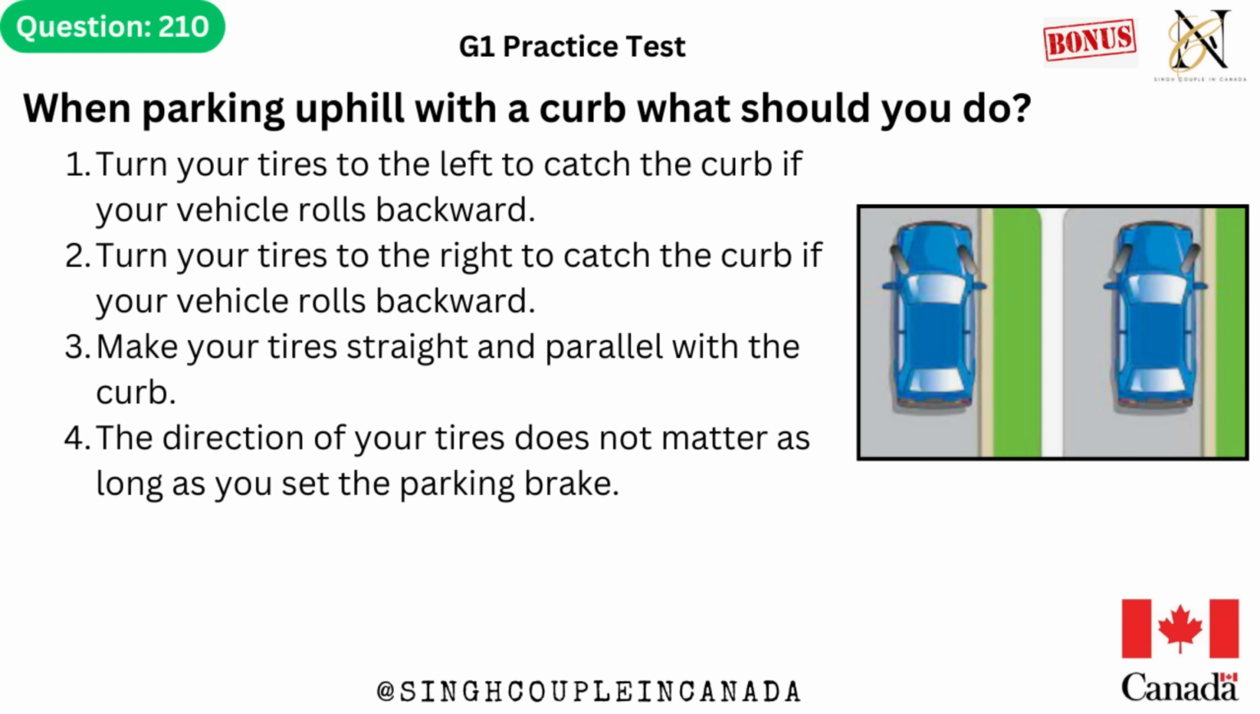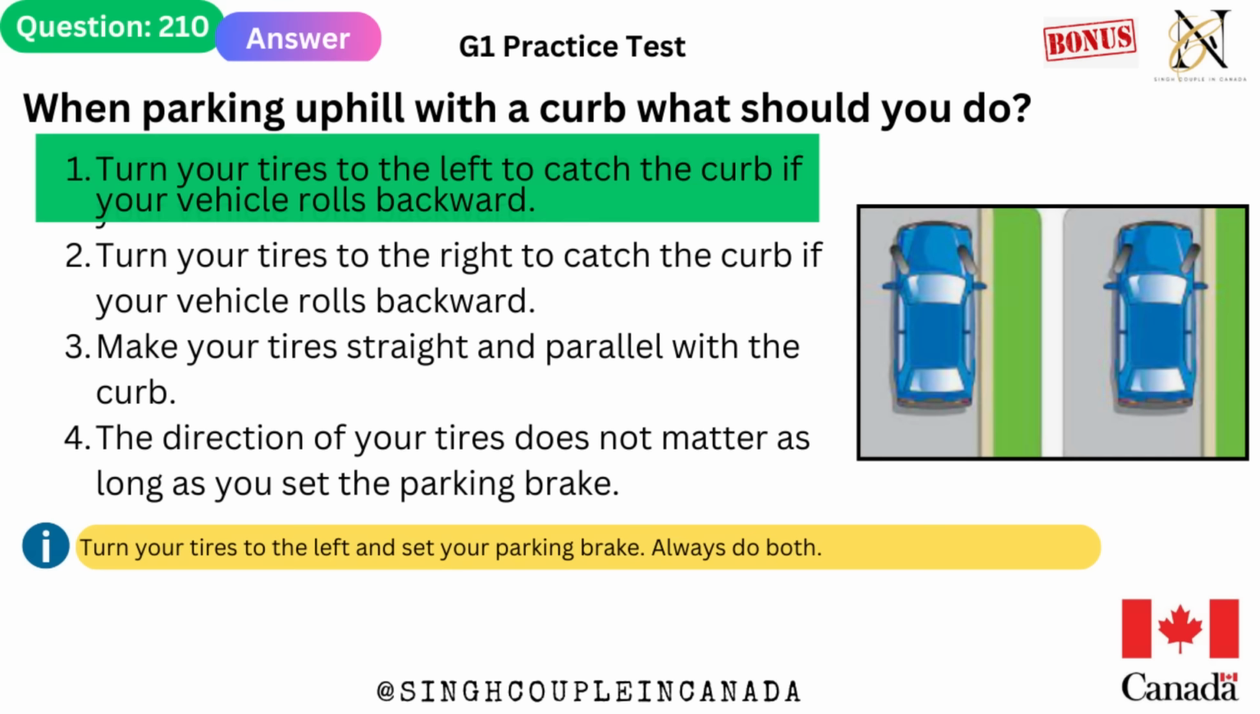When parking uphill with a curb, what should you do? 1. Turn your tires to the left to catch the curb if your vehicle rolls backward. 2. Turn your tires to the right to catch the curb if your vehicle rolls backward. 3. Make your tires straight and parallel with the curb. 4. The direction of your tires does not matter as long as you set the parking brake. The answer is 1. Turn your tires to the left to catch the curb if your vehicle rolls backward.